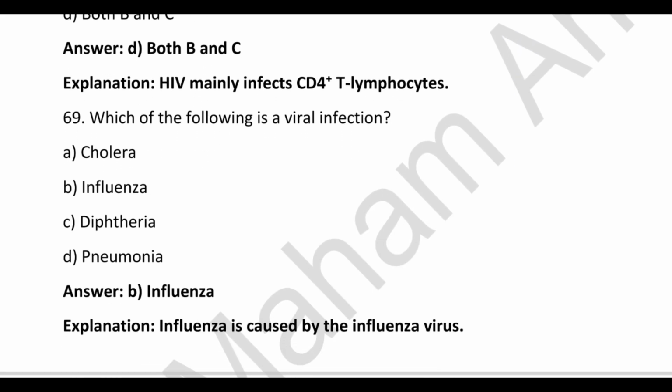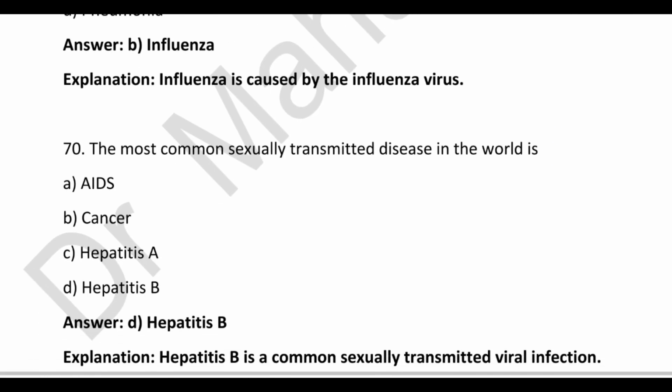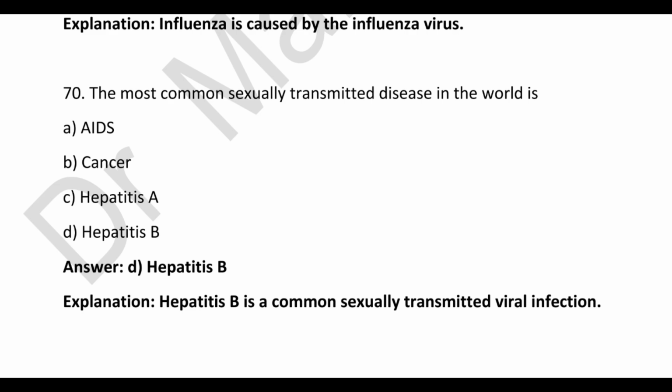Which of the following is a viral infection? Correct answer is option B, that is influenza, because influenza is caused by influenza virus. Most common sexually transmitted disease in the world is, correct answer is option D, that is hepatitis B, because hepatitis B is the most common STD viral infection.